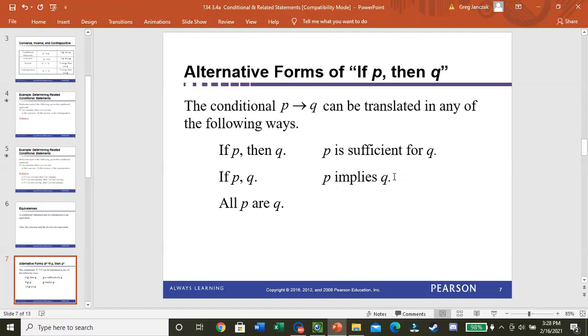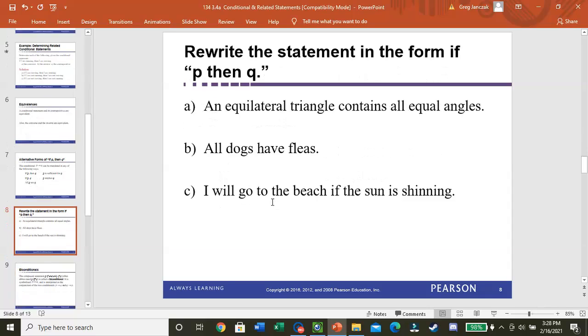P implies Q, so if it is a cat, that implies it will climb trees. All cats climb trees. All P are Q. Okay? So that's how that would work.